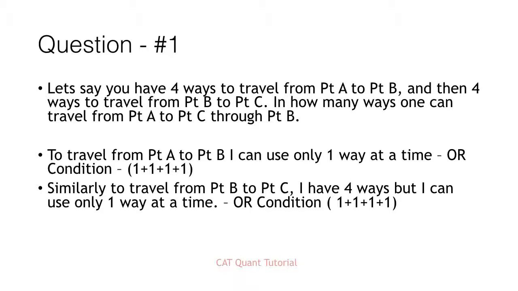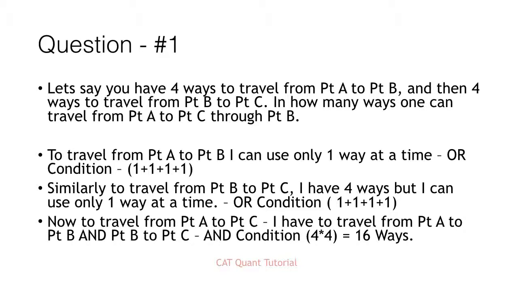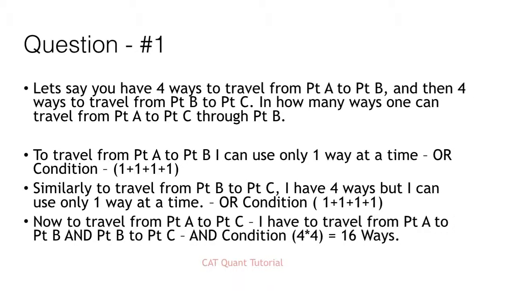Now, to get the final answer, I need to travel from point A to point C, which basically means I have to travel from point A to point B and point B to point C. So an AND condition is there. I multiply the answers I received for A to B and B to C, that is 4 multiplied by 4. So the total number of ways I can travel from point A to point C using point B is 16 ways. Moving on to the next concept.